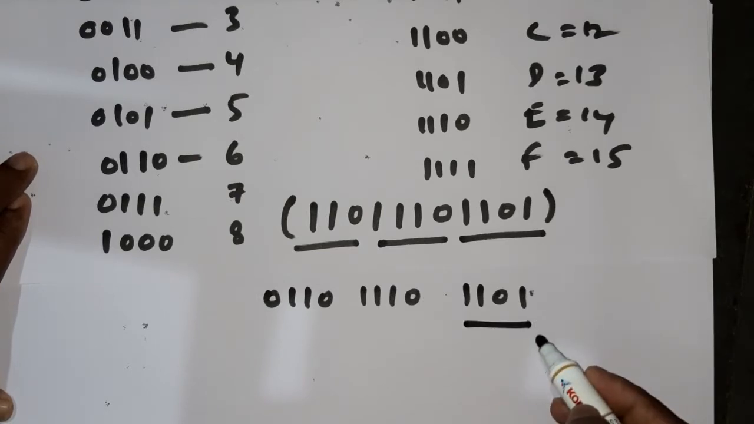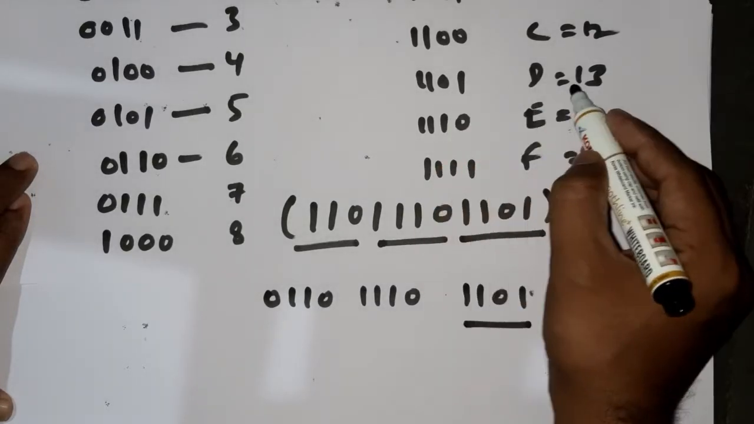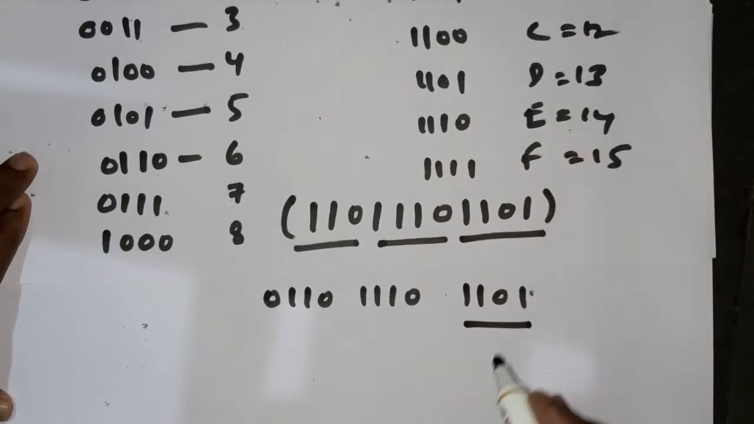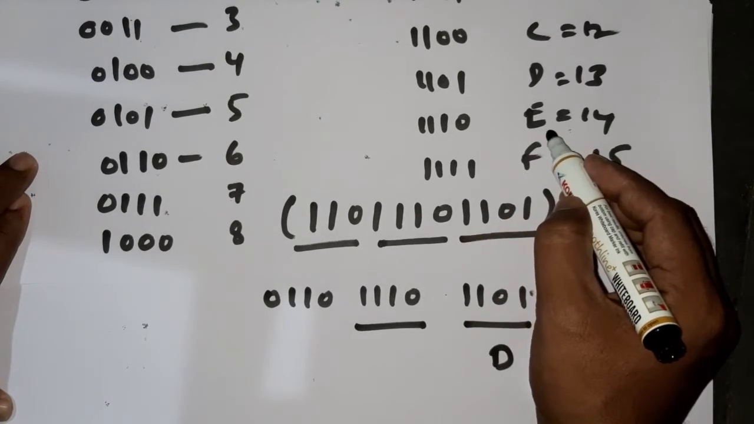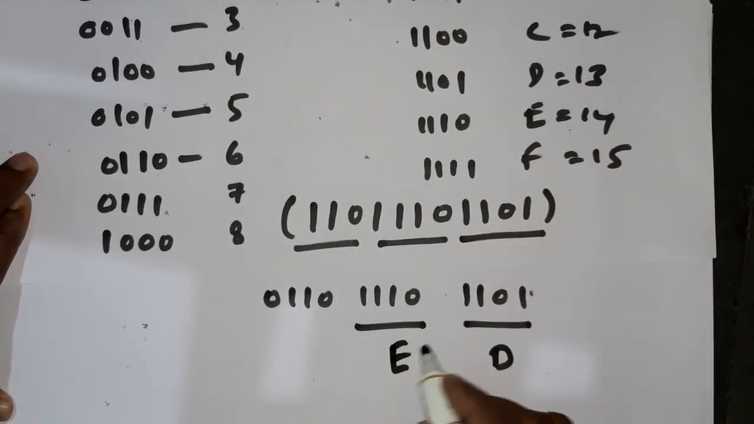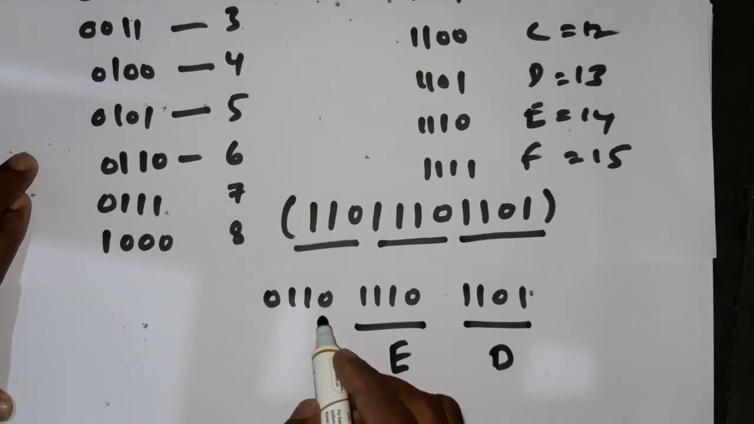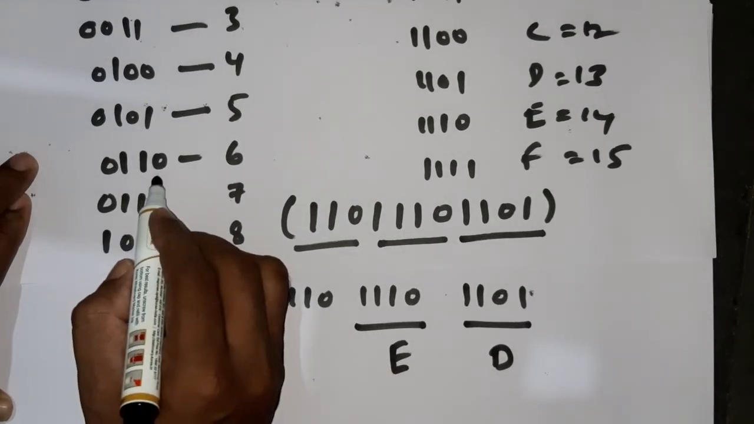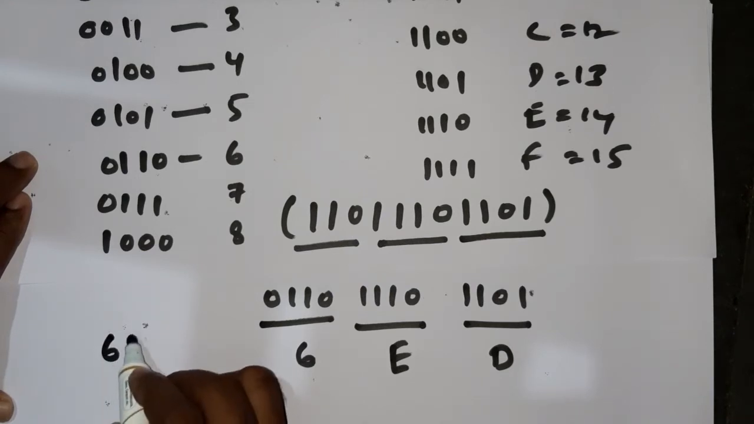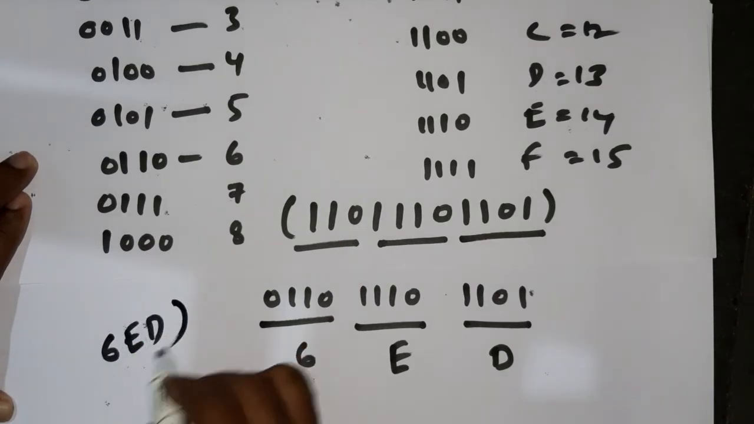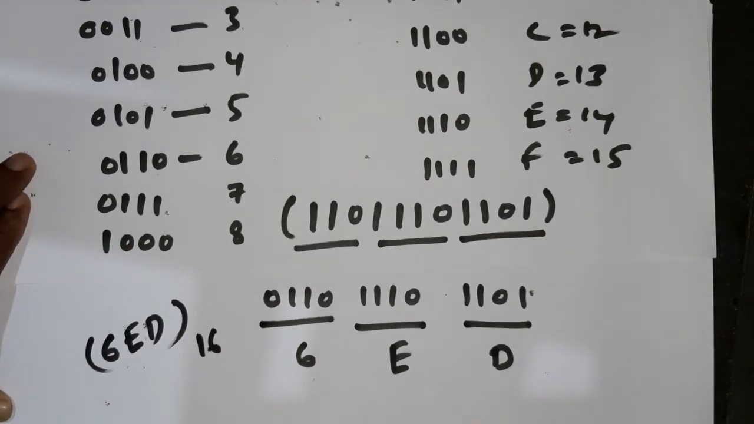Okay, let me go with the first one. 1 1 0 1. 1 1 0 1 means it's 13. 13 means D. Instead of this number, simply we write D. Next group 1 1 1 0. 1 1 1 0 is nothing but E. Okay. Next 0 1 1 0. 0 1 1 0 is nothing but 6. So what we get? 6 E D. It is nothing but a hexadecimal number.